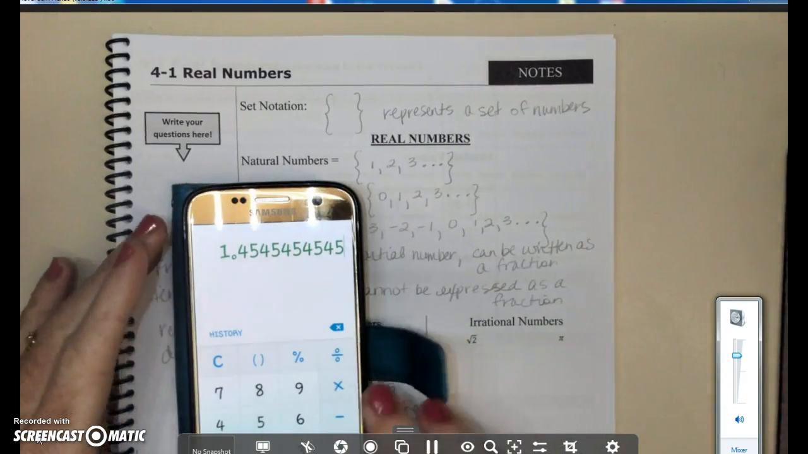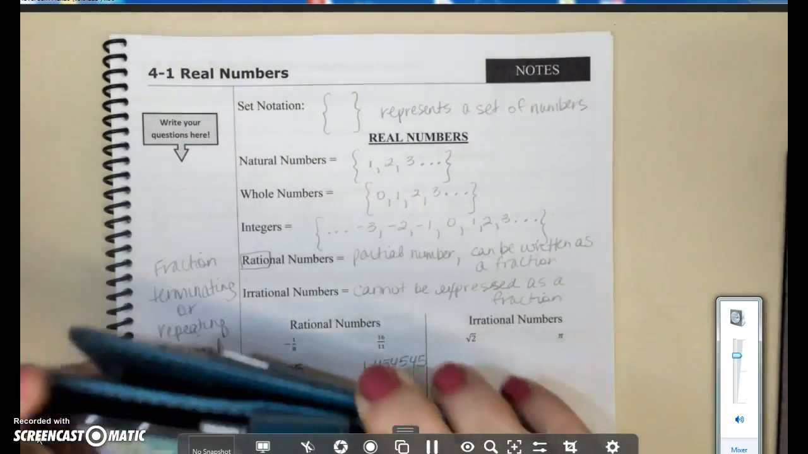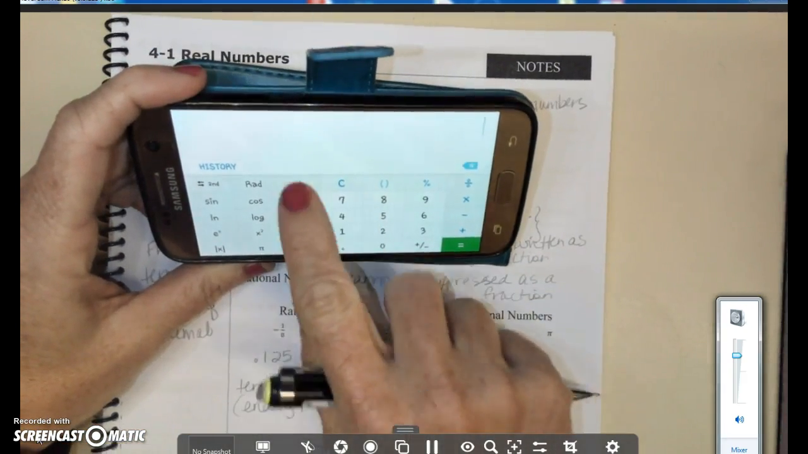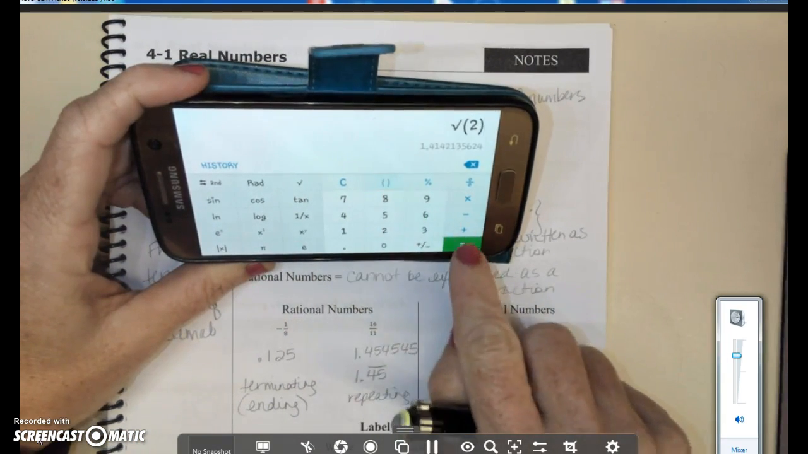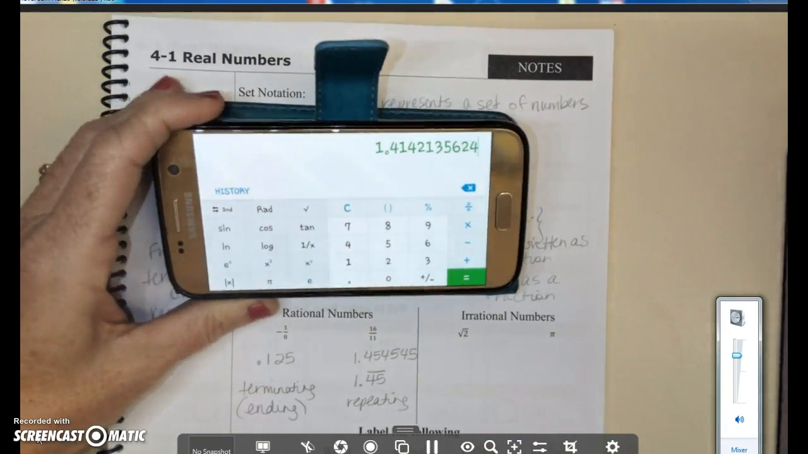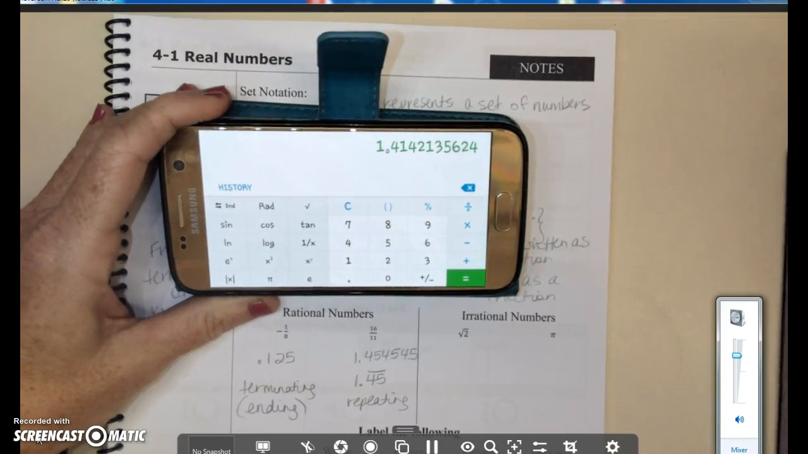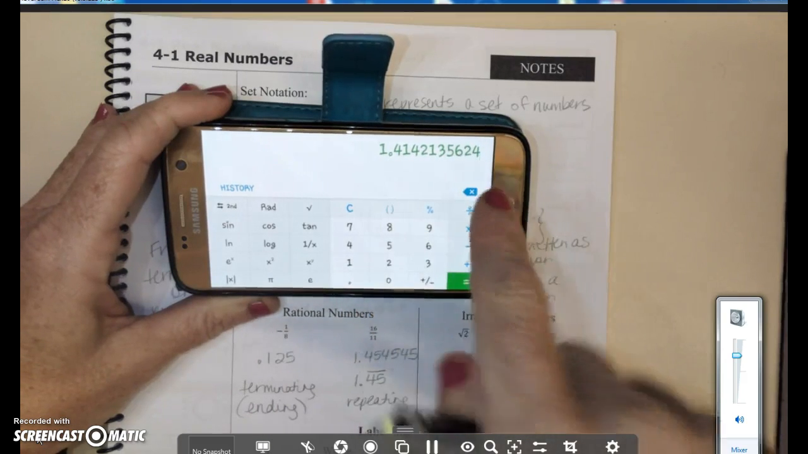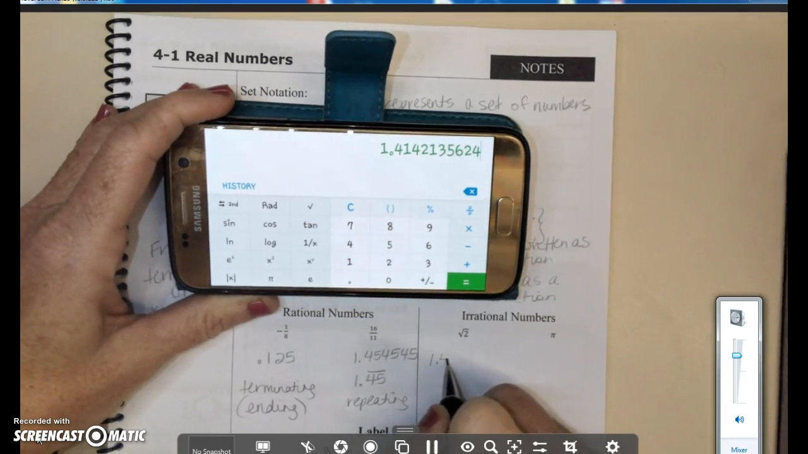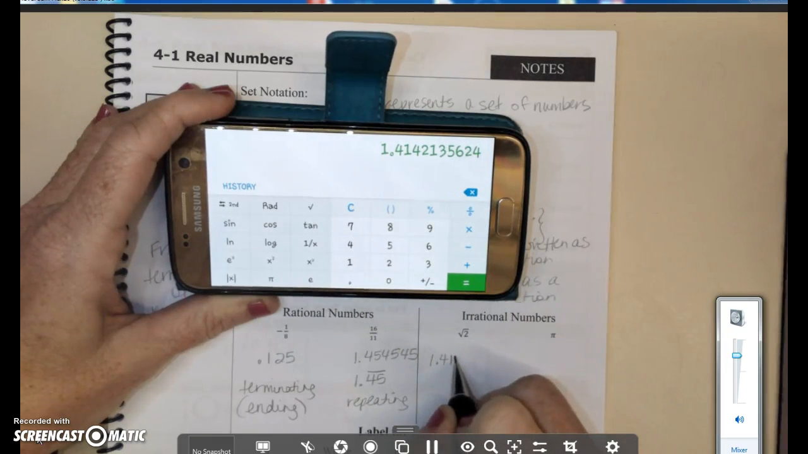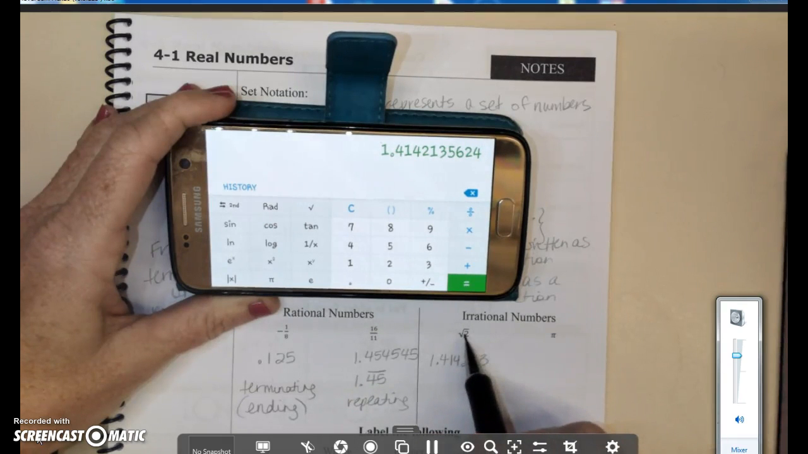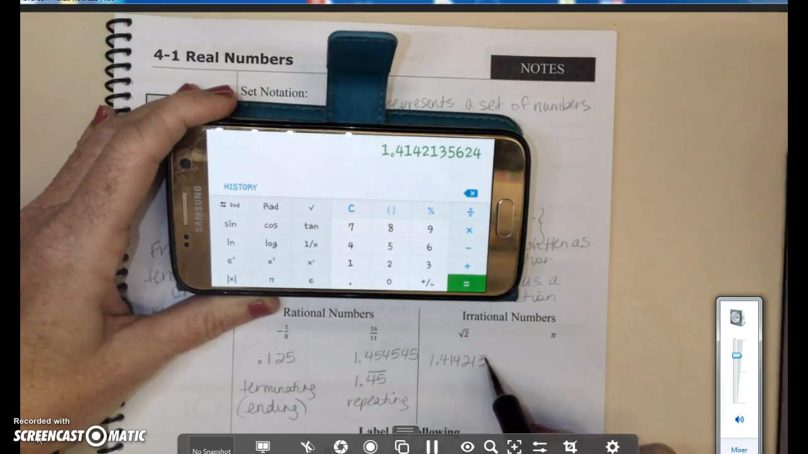Okay, let's look at irrational numbers. Well, now you've got square root in there. So let's flip the calculator around and let's do square root of 2. And it definitely has a value, because it means what number can I multiply by itself to get 2. So it's definitely got a value, but there is nothing repeating or terminating about that. So that is an irrational number. And not all square roots are going to be irrational, but it's something that you need to be aware of. Okay.